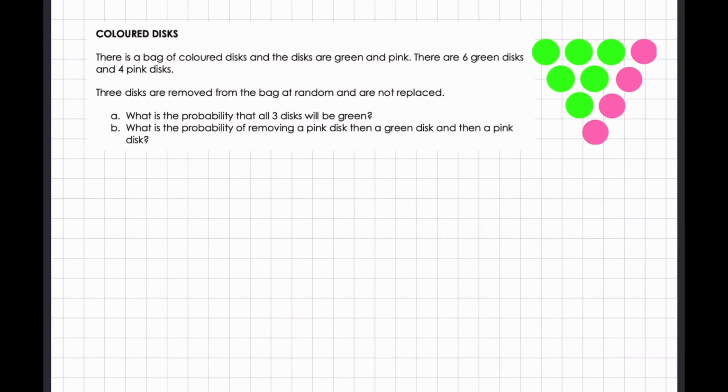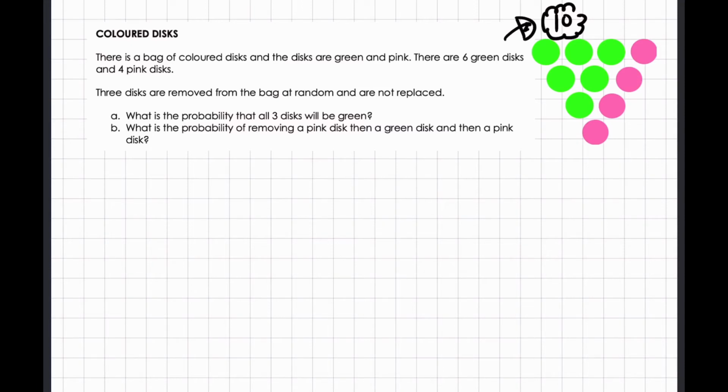There's a bag of colored discs, and the discs are green and pink. There are 6 green discs and 4 pink discs. So how many discs do we have in total? So in total we have 10 discs, because 6 are green and 4 are pink.